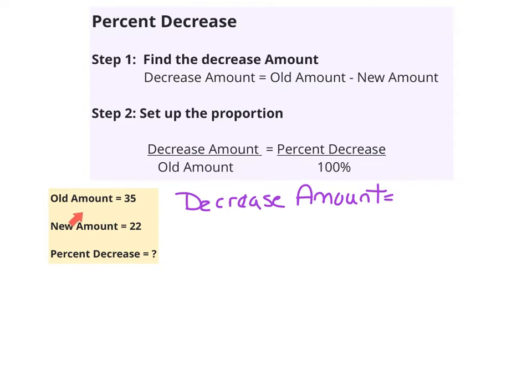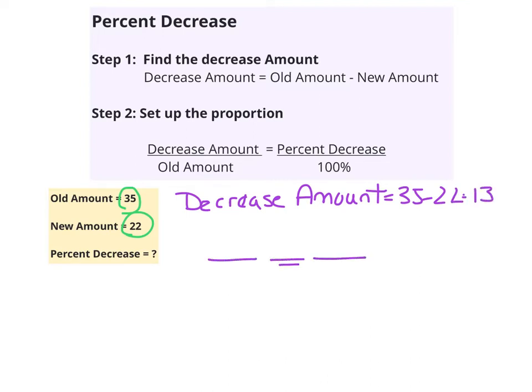So given this problem, the old amount is 35, the new amount is 22. We're looking for the percent decrease. So let's start with step 1, looking for the decrease amount. So the decrease amount is the old amount minus the new amount. So the old amount is 35, the new amount is 22. So we're going to do 35 minus 22, which is equal to 13.